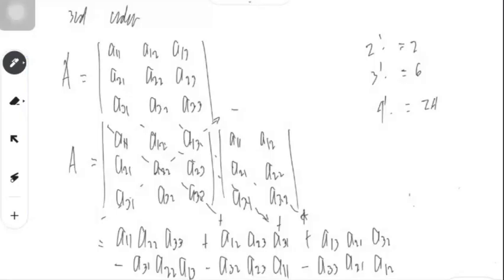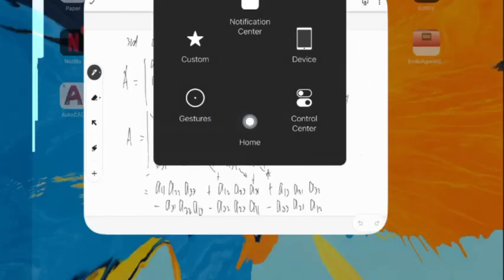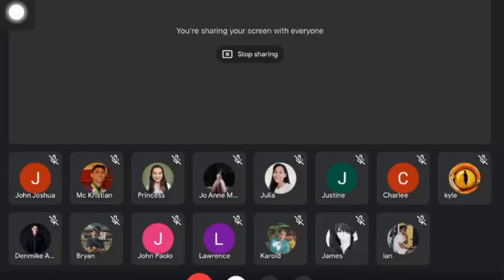Now, let's set the minors. Paano kung halimbawa, by the way, a 4 by 4? Applicable pa ba yung diagonal method? Applicable pa ba yung diagonal method pagka 4 by 4?